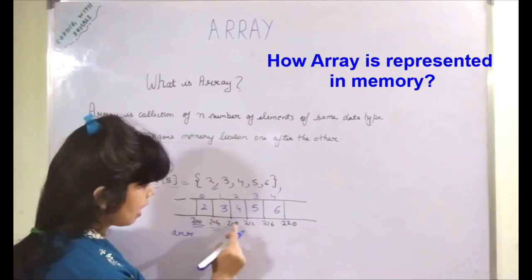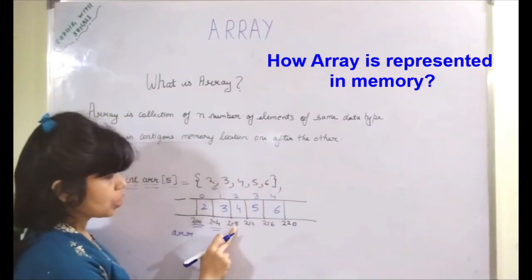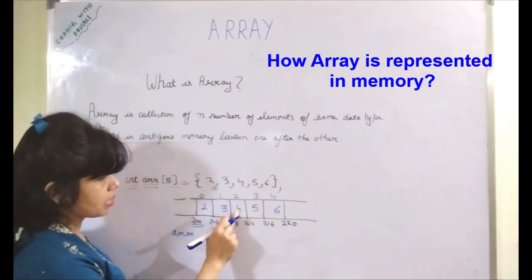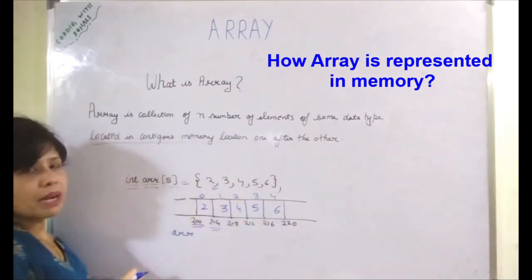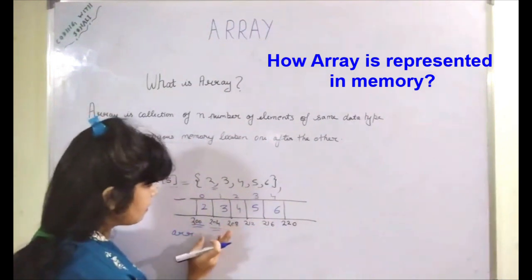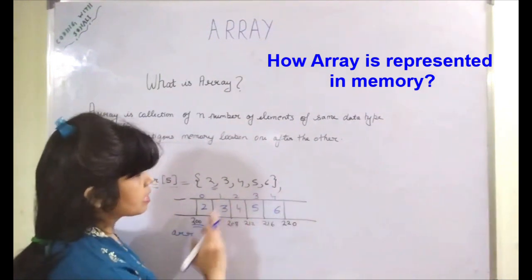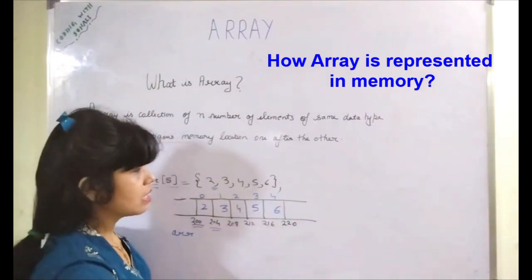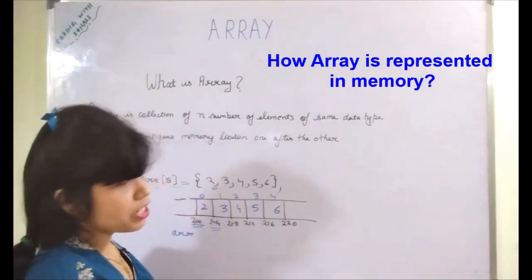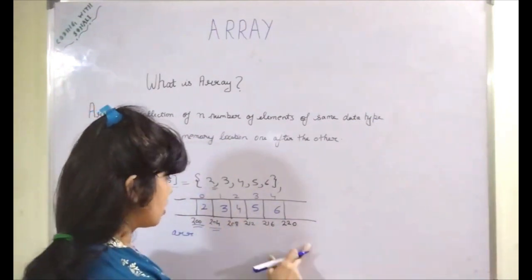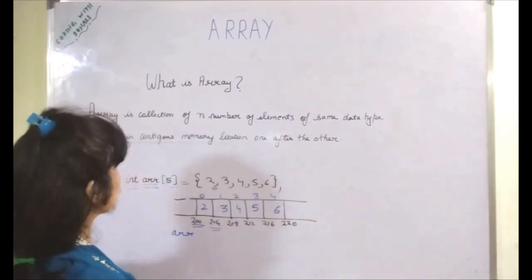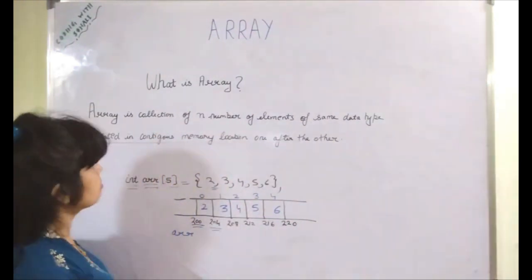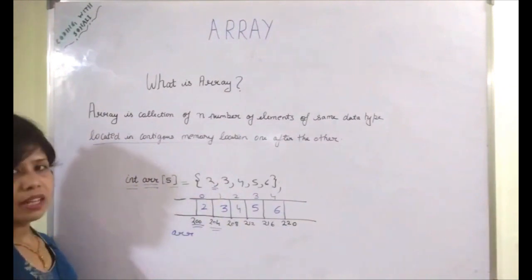Then again at 208, the next element will be present, that is 4. At 212, the next element will be present. So you can see here that leaving 4 bytes, all these elements are placed one after the other in a consecutive manner in contiguous memory location, that is after 4 bytes. So therefore, this is the definition of the array. So, the simple definition of the array.